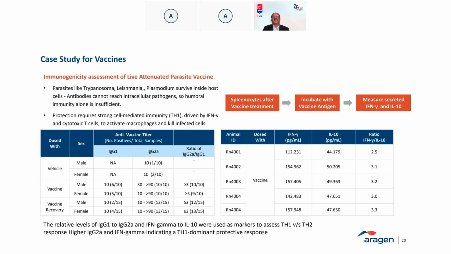Another assay we used was where we took the splenocytes from vaccine-treated animals. We incubated them with vaccine antigen and then looked at interferon gamma and IL-10. And we saw that the induction of interferon gamma was higher than IL-10, again suggesting that the vaccine goes through the expected Th1 driven pathway. So this just shows that the immunogenicity assessment for safety and efficacy of vaccine is more than ADA. You need to support it with specialized assays for the progression of the vaccine molecule.